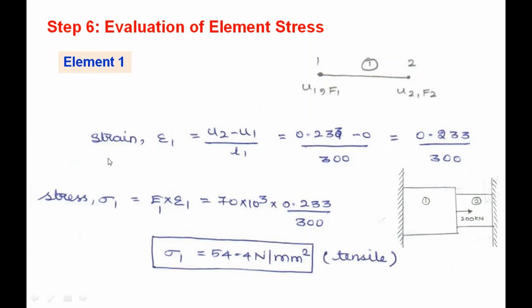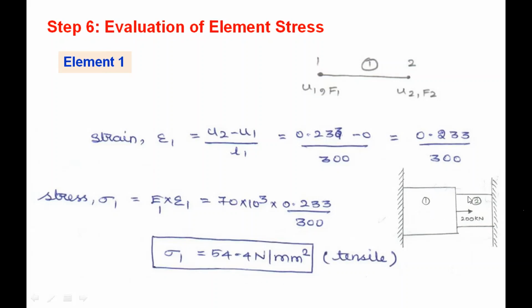Then to find the stress, we have to multiply the strain with the Young's modulus. Here section 1 is made of aluminum, so we multiply with the corresponding Young's modulus. Then we get the stress value, sigma 1 is equal to 54.4 Newton per millimeter square. 1 Newton per mm square is equal to 1 megapascal. You have to write that also, 54.4 megapascal. And one more point we have to note down here: sigma 1 is coming as positive. Positive stress denotes the tensile nature.